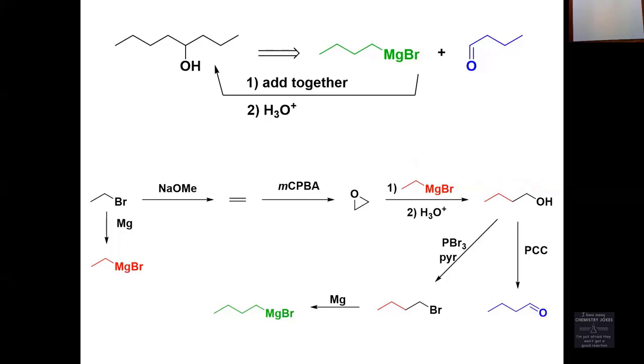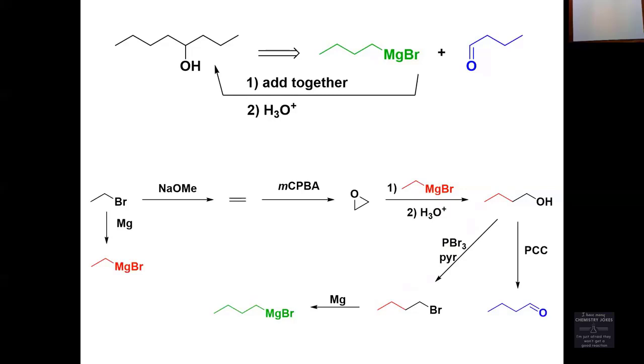That 4-carbon alcohol can then be oxidized to turn into my blue aldehyde. Make sure it's a weak oxidizing agent, because otherwise you will get a carboxylic acid, and we don't want none of that. Butanol can be substituted for a bromide with PBr3 and pyridine. HBr could also work. PBr3 is just what I chose. And then turn that 4-carbon bromide into a 4-carbon Grignard.